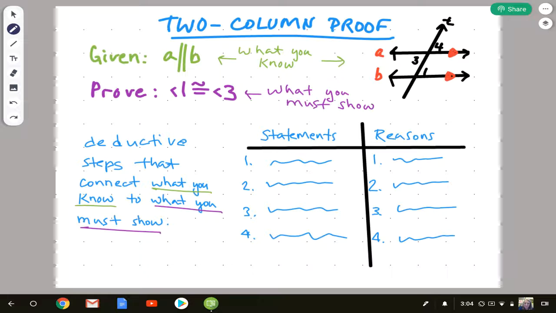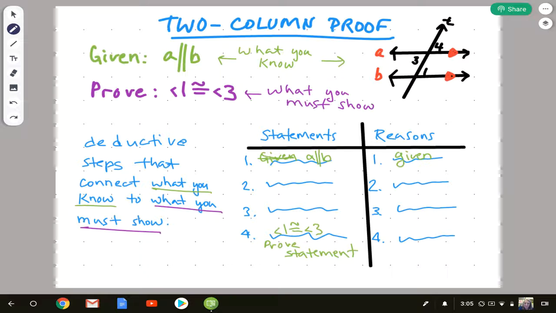The last statement is always going to be your proof statement, whatever that happens to be. The first statement is usually the given statement. You write down what you're given. I wouldn't write the word given, I would write A is parallel to B. And my reason would be that it was given. And in between those two things, I've got to figure out how to get from A is parallel to B all the way down to the proof statement, which in this case is angle 1 is congruent to angle 3.